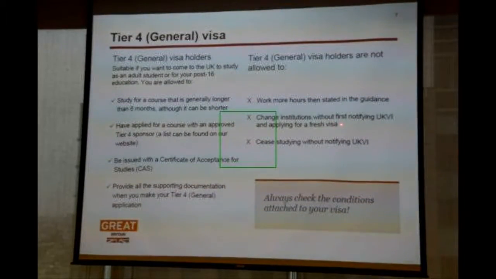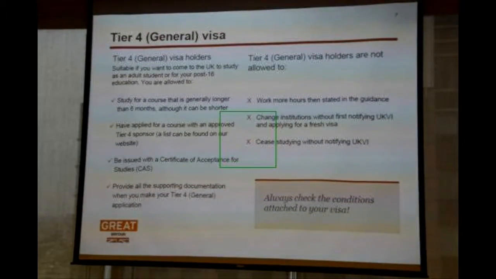The other thing that you must be careful of as a Tier 4 general student is changing institutions. Now, there's nothing wrong with it if your customers or clients go to the UK on a course of study and that institution, or the course, isn't quite right for them, and they want to change institution. You can do that, but you have to submit and get a CAS before you do that. You have to have leave to remain in the UK, so your visa has to still be valid, and you have to have submitted your application to the Home Office. Okay? Unless you've done all of those, you can't change institutions.